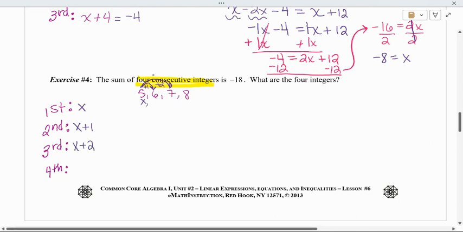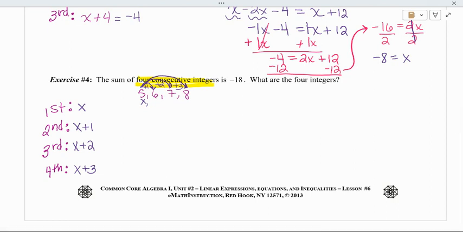And this is the first time we've used 4 integers. What do I do to the number 5 to make it equal 8? Good job, X plus 3. So when I am identifying my variables, and I use a string of numbers just like that 5, 6, 7, 8 to help me, what do I do to get to the next one and to the next one?